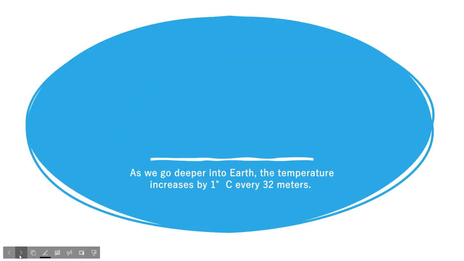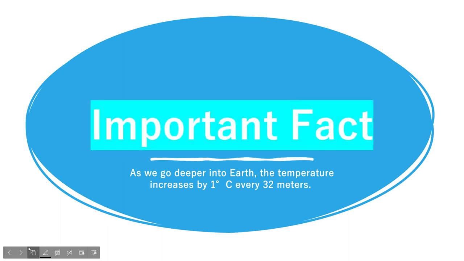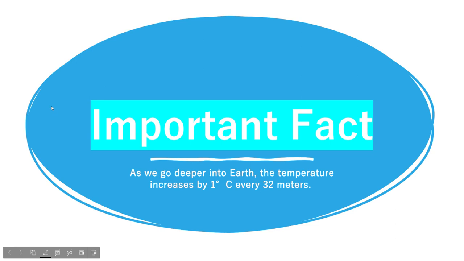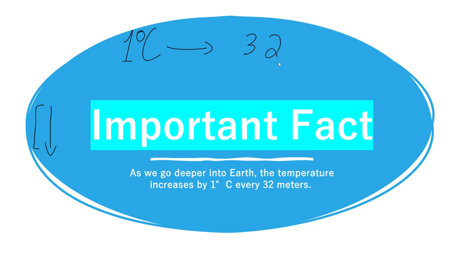Let's go further. Now an important fact that I was about to tell you: as we go deeper, the temperatures increase. The temperature increases 1 degree Celsius for every 32 meters we go below inside our Earth.